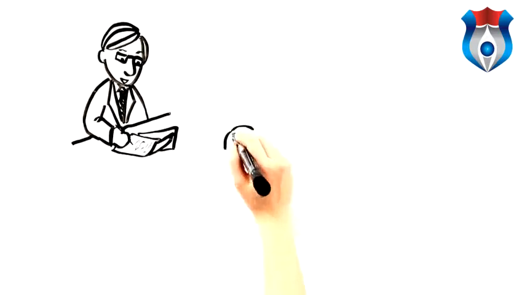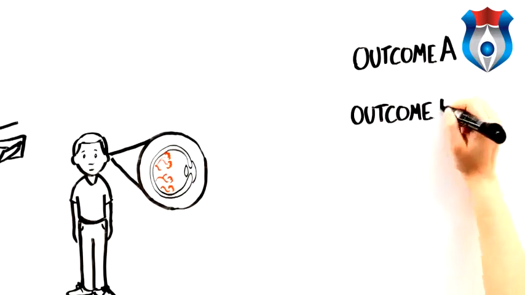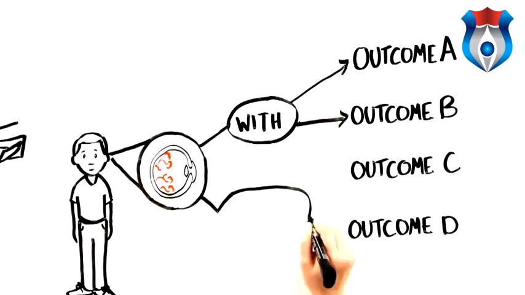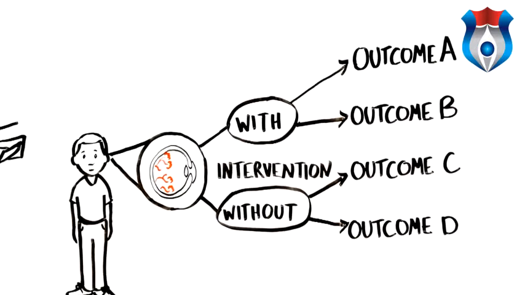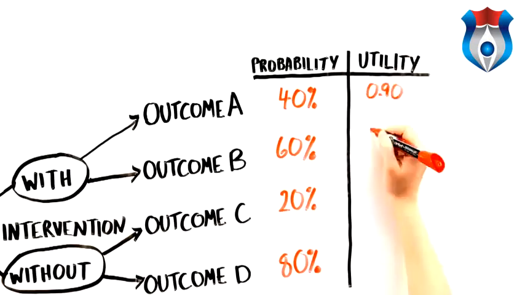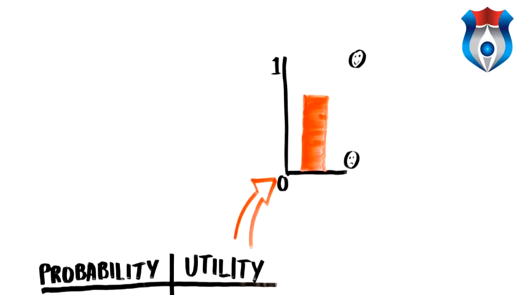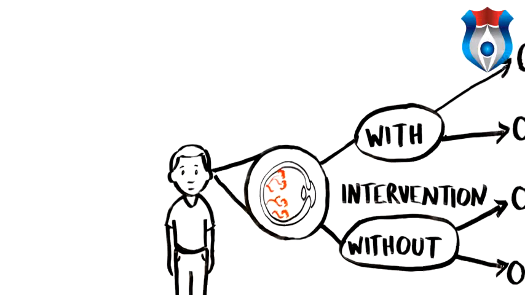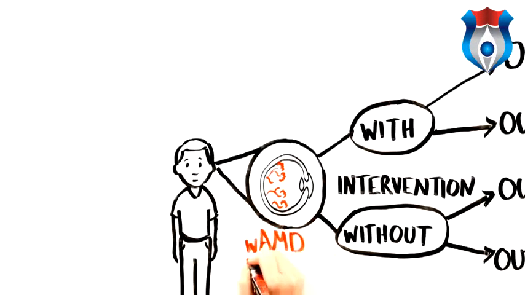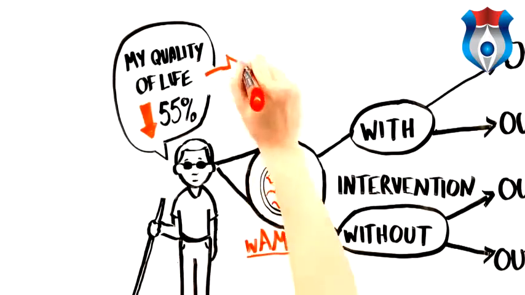Well, what we do is we look at the average person with a specific disease, and then we look at all the outcomes of that disease both with and without the intervention that we are evaluating. For each possible outcome, we assign a probability and a utility score. The utility score is a measure of how much your quality of life would decrease with a certain outcome. For example, someone with wet macular degeneration might say that if they went blind, their quality of life would decrease by 55%. This would mean a utility score of 0.45.